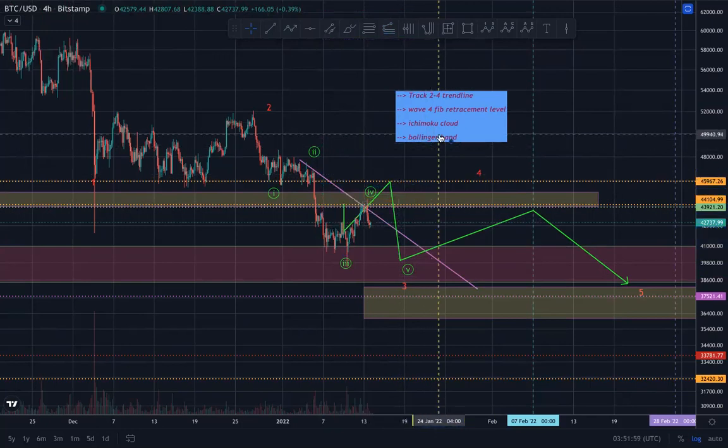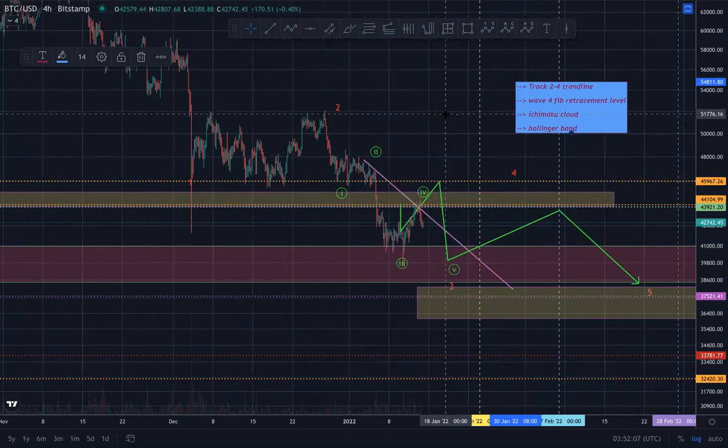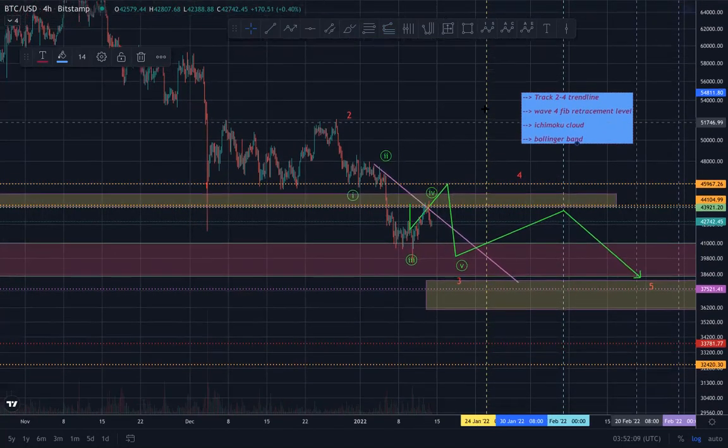Now, having said that, that's where I also, in the previous video, really missed the Fib retracement levels and the Ichimoku and Bollinger Band for some confirmatory sense.